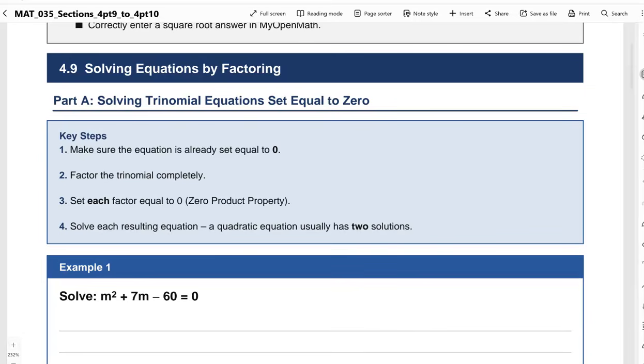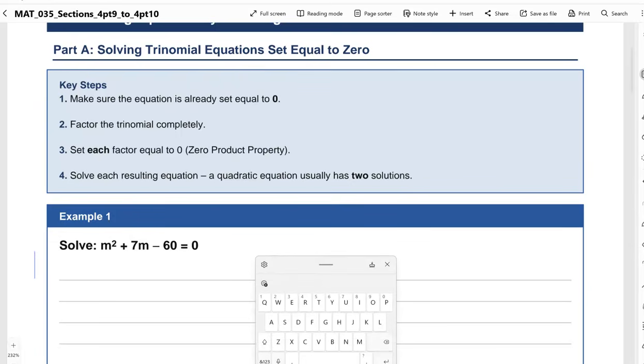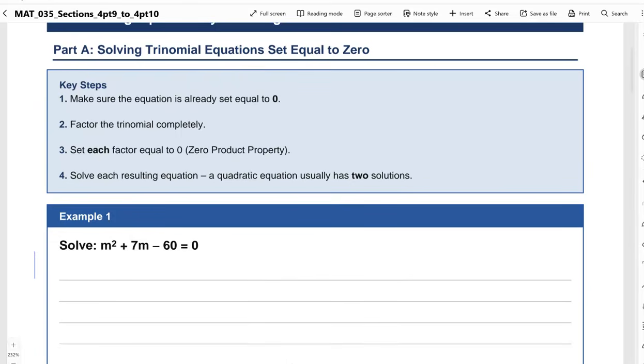In this video we're going to talk about solving equations by factoring. So if we have a trinomial or a binomial, some type of equation and it's equal to 0, or we could rearrange it so that it's equal to 0, then we're going to use something called the zero product property, where we can factor the equation and then set each factor equal to 0. So let's look at a few examples.